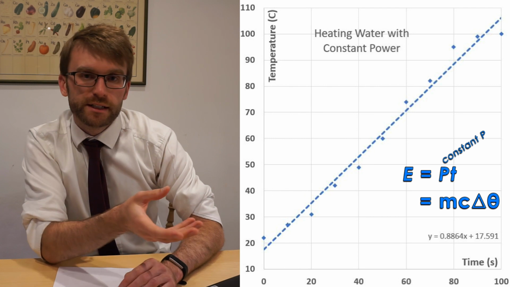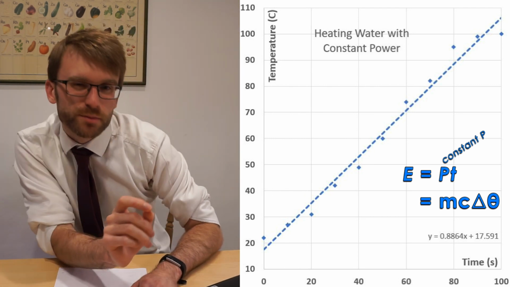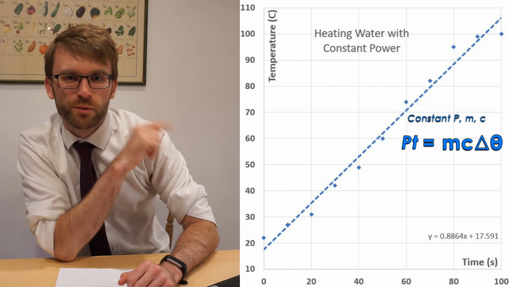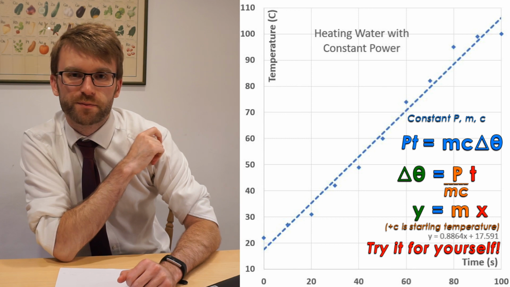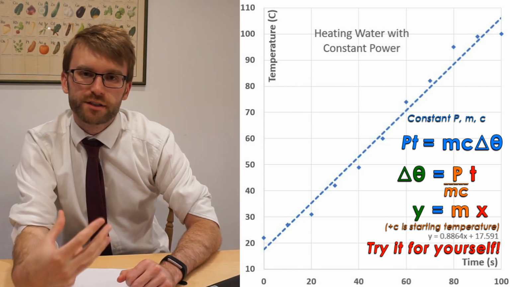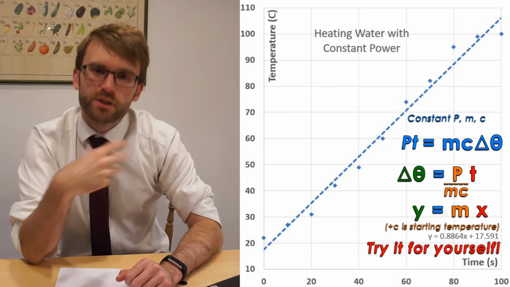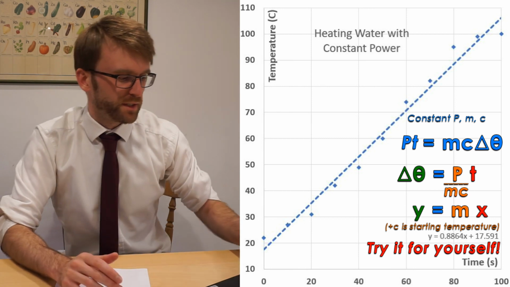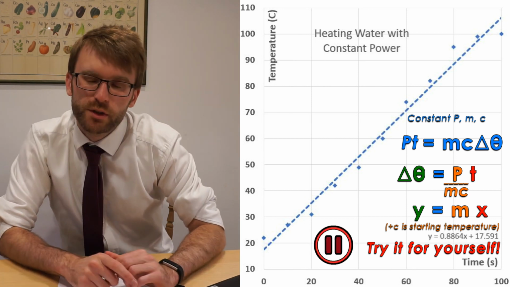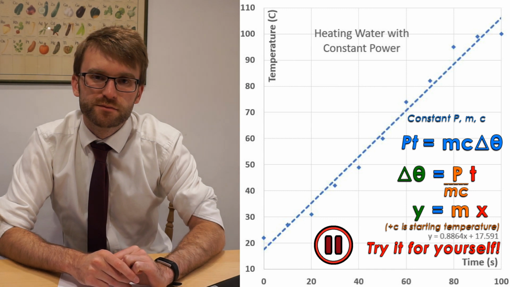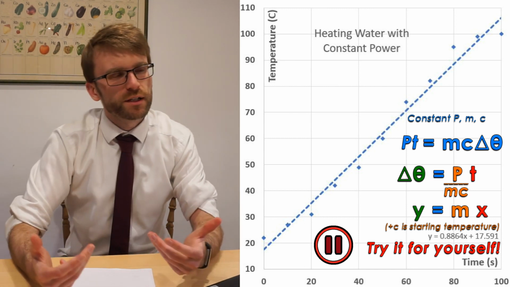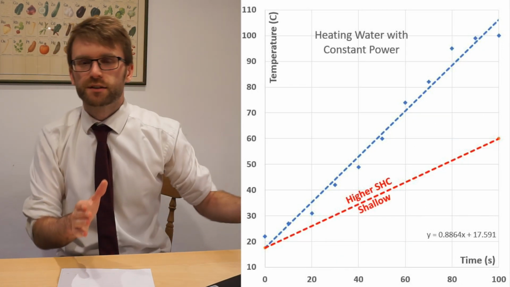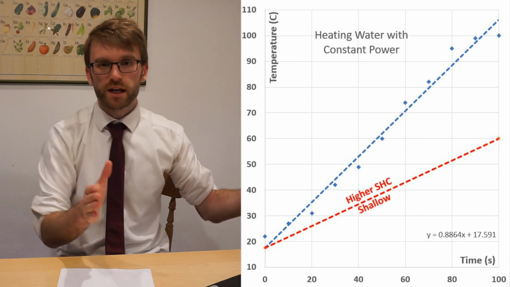This means that the gradient has to incorporate not just specific heat capacity, but mass as well. And I'm going to do that magic thing where I rearrange the equation text-wise. And you can see that the gradient of this graph is actually inversely proportional to specific heat capacity. So the larger the specific heat capacity, the more shallow the gradient. And I think that's fairly obvious because if you think about it, if you have a large specific heat capacity, it will take a long time to heat up, and so that change in X is going to be long.